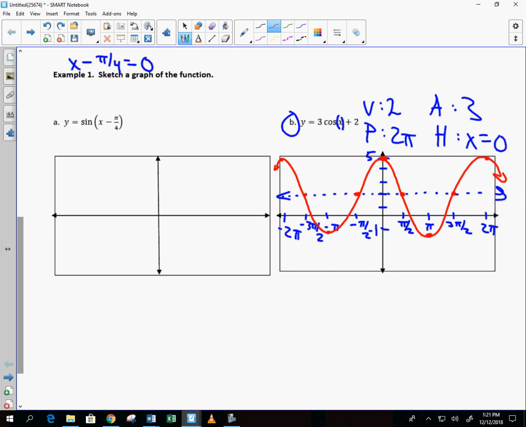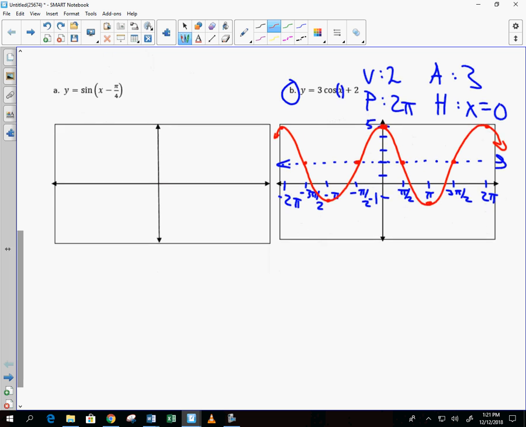Okay, this is the hardest content that you're going to have on the test. So if you can do this, you're in good shape. Let's do one more here, okay? And then we'll move to a couple examples on our worksheet. We start with the vertical shift, then we do the amplitude, then we do the period, then we do the horizontal shift.